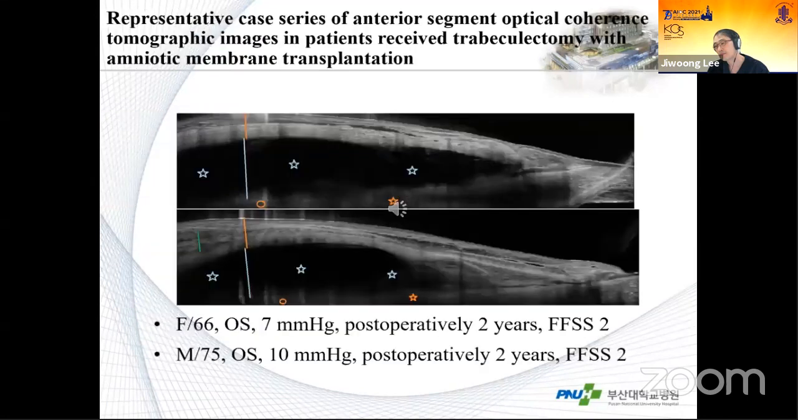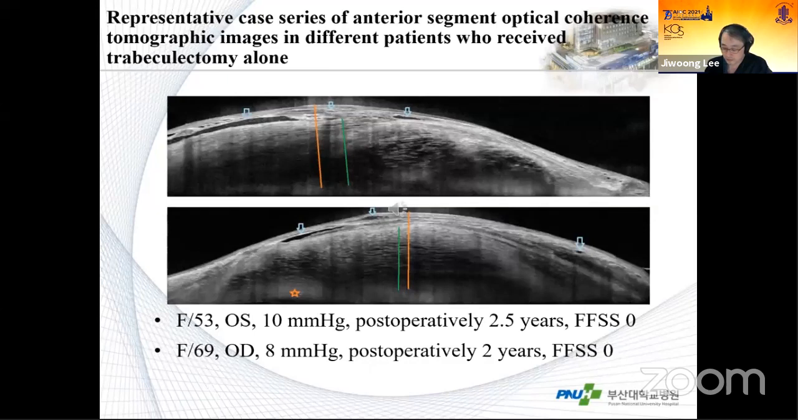ASOCT image of the patient with good IOP control after trabeculectomy with AMT showed that the fluid filled space extended posteriorly beyond the field of view, whereas ASOCT image of the patient with good IOP control after trabeculectomy alone showed a prominent stripping phenomenon in the hyporeflective bleb wall.